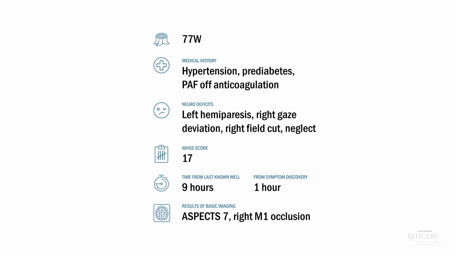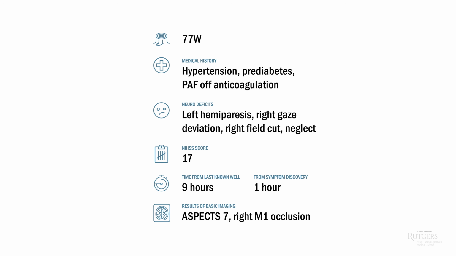77-year-old woman with hypertension, prediabetes, and paroxysmal atrial fibrillation, but off anticoagulation due to prior history of gastrointestinal bleeding. She went to sleep feeling fine, but awakened with left hemiparesis, right gaze deviation, right field cut, and neglect. NIH stroke scale score is 17.